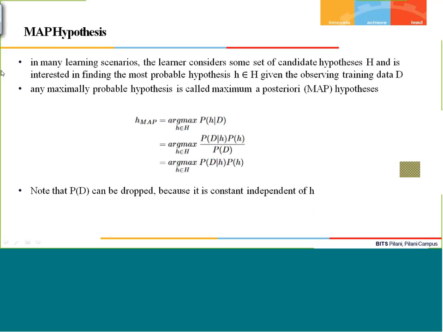I explained it very clearly in the previous slide. Any maximally probable hypothesis is called a maximum a posteriori hypothesis. So your task, this is what you are calculating. It is nothing but using Bayes theorem. You can expand it like this. This PD is independent, it is just a denominator, right? So PD is just a denominator. You can ignore it because it is independent of H. Now your final task is to maximize this expression.